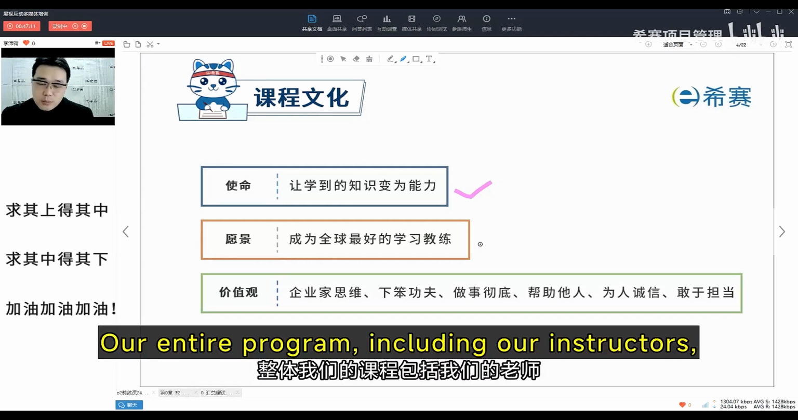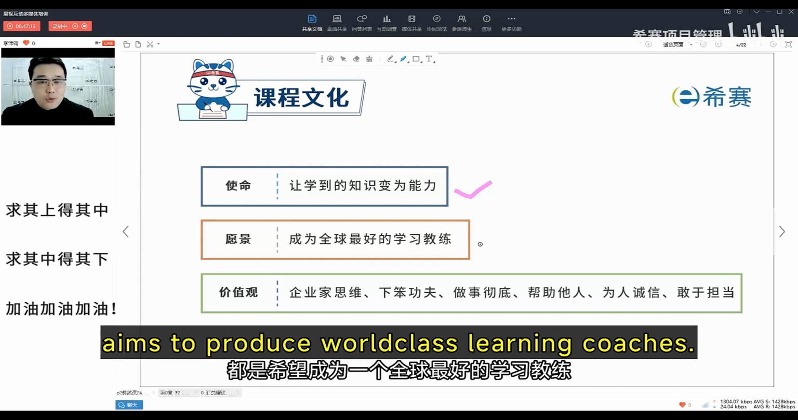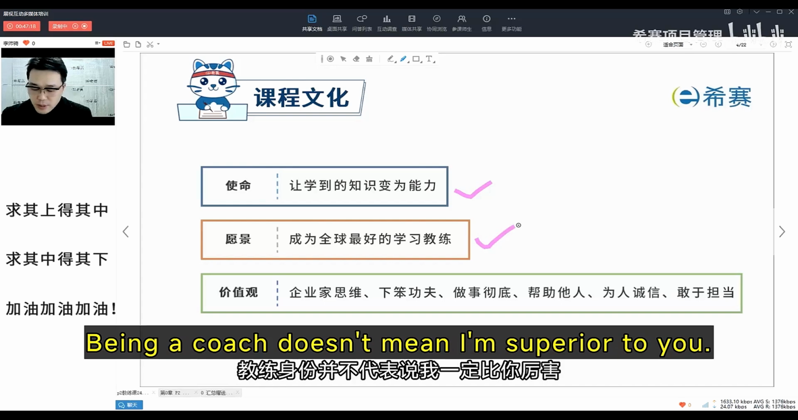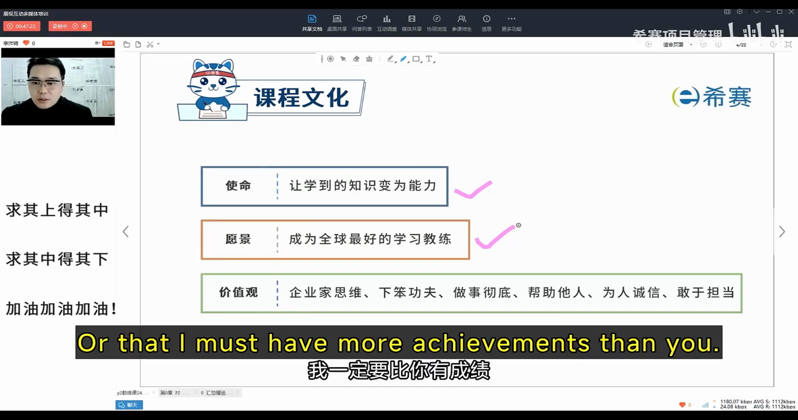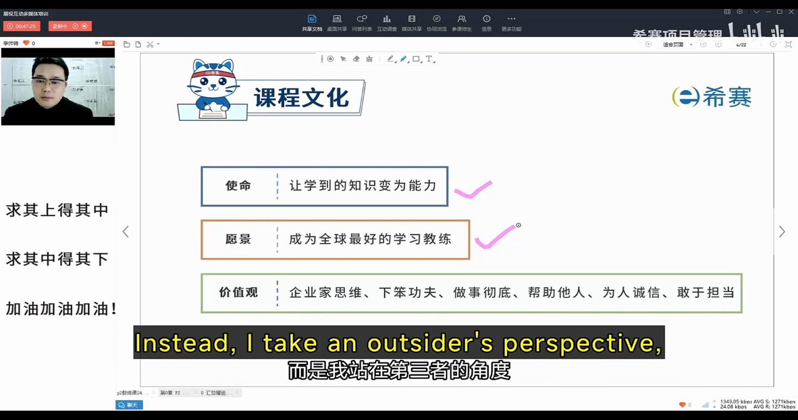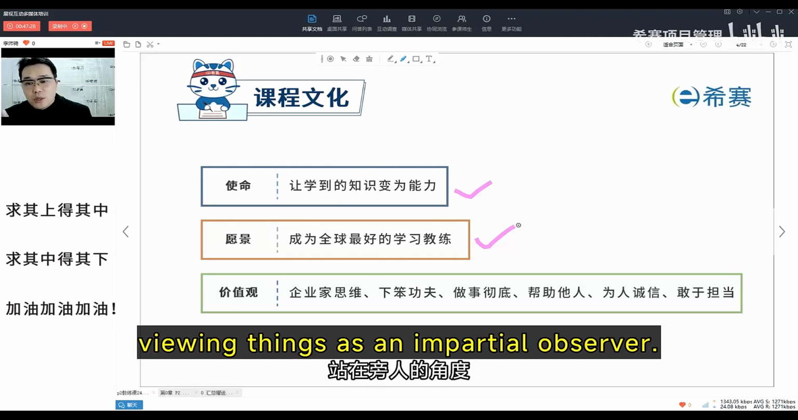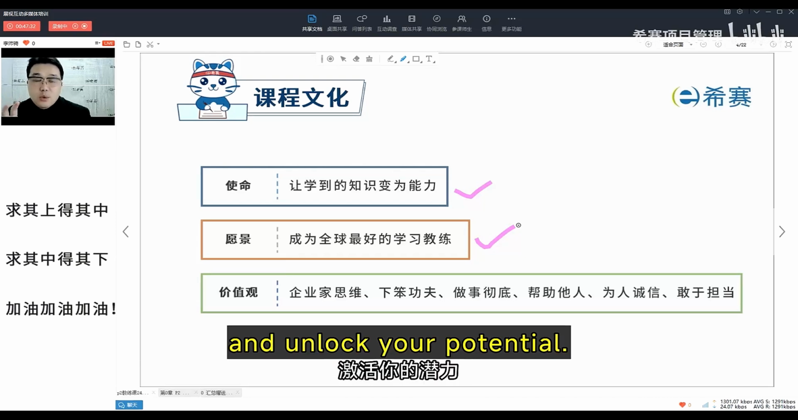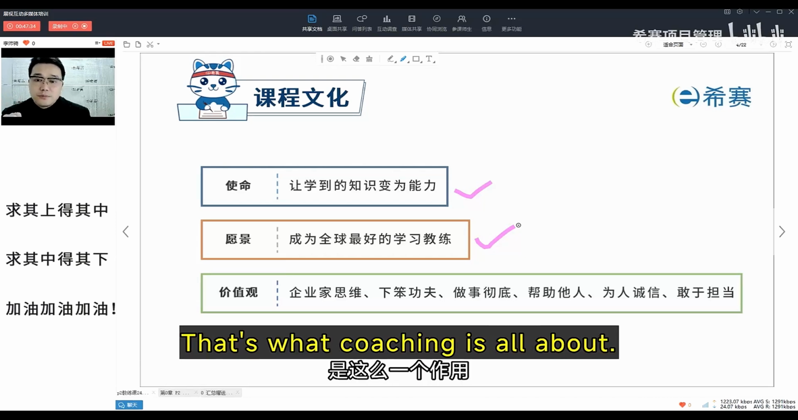Our entire program, including our instructors, aims to produce world-class learning coaches. First off, we see ourselves as coaches. Being a coach doesn't mean I'm superior to you, or that I must have more achievements than you to be qualified to teach you. It's not about that at all. Instead, I take an outsider's perspective, viewing things as an impartial observer. My role is to spark your thinking and unlock your potential. That's what coaching is all about.